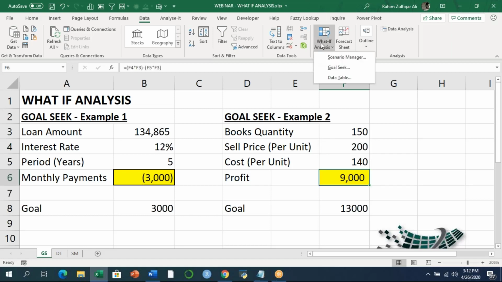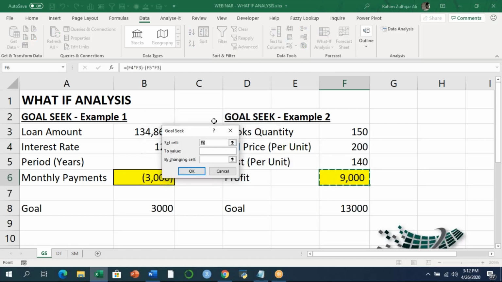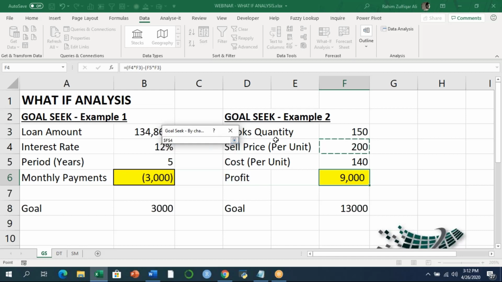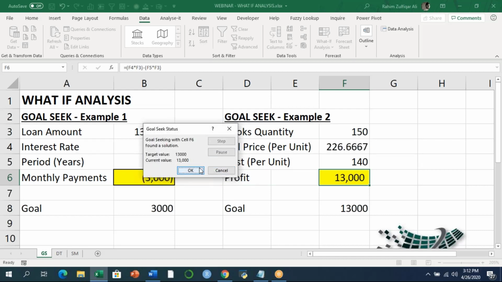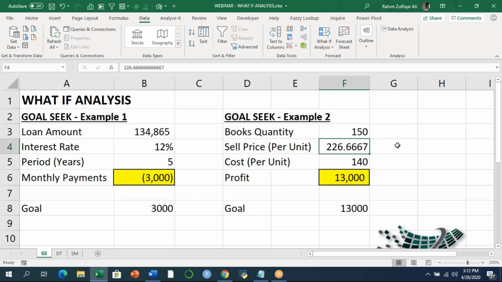So we will go to What-If Analysis, Goal Seek, and we need to set cell F6 to the value 13,000, which is the goal we have identified. And we will pick a cell as the variable by changing it. So we will pick the selling price per unit. And you can see that if we sell the book at 226 rupees, we can ultimately get a profit of 13,000, right? So this is how you can use Goal Seek in your reports, or in a situation where you know your target but you don't know how many guesses you need to perform on one variable.